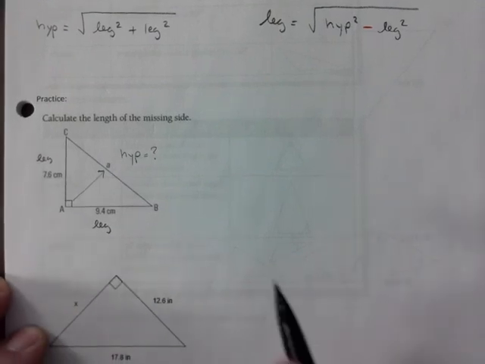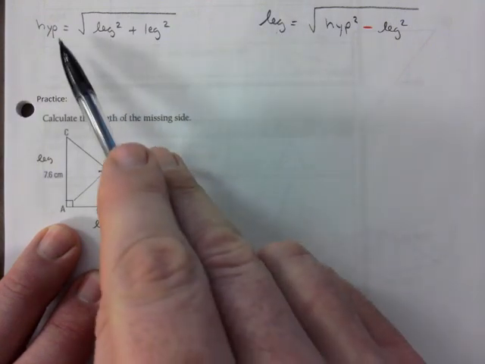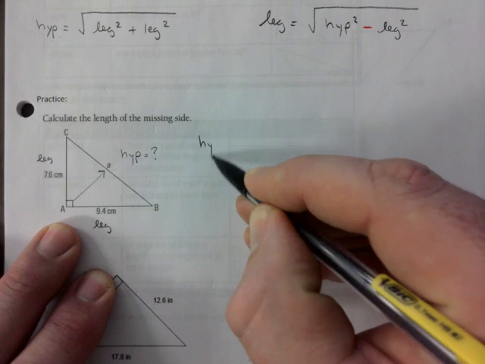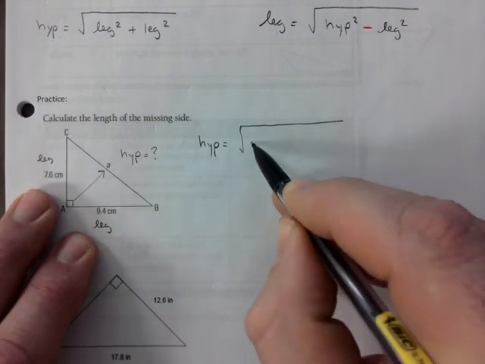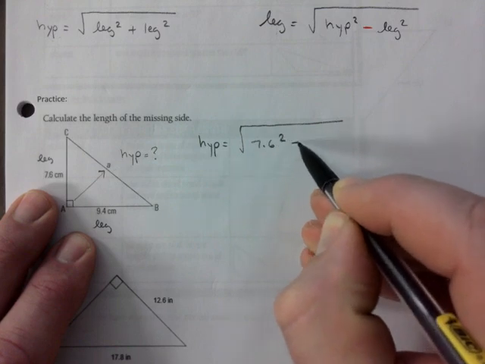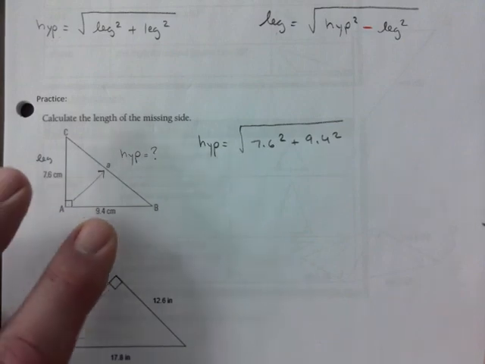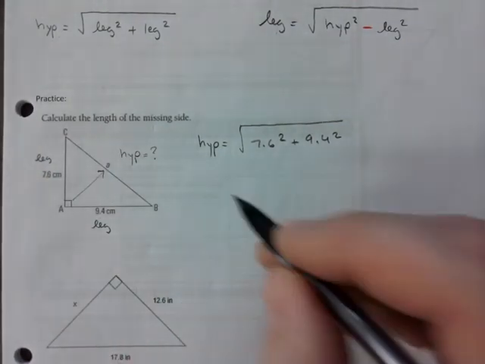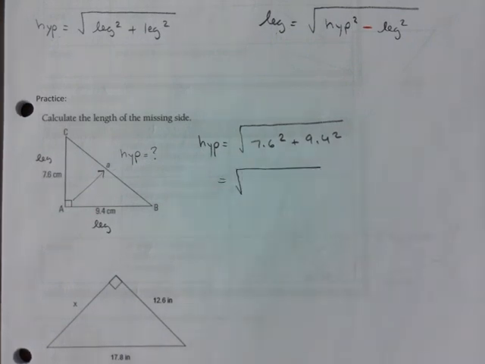So in order to find it, watch this. Out of these two formulas, you'll be using this one because you're trying to find the hypotenuse. So hypotenuse is going to be the square root of 7.6 squared plus 9.4 squared. Basically squaring both legs, and then we're going to add them up. On page 4.